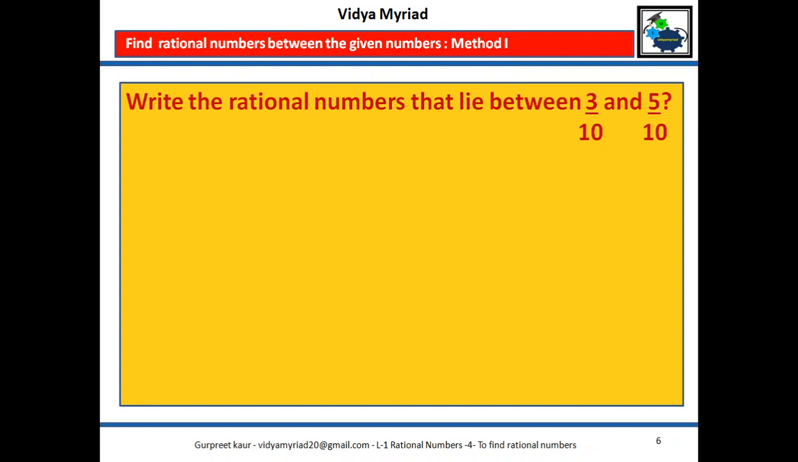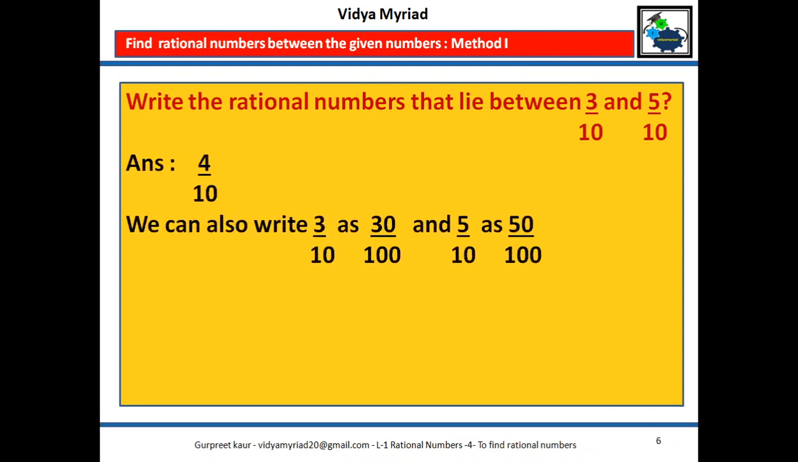Next, write the rational numbers that lie between 3 upon 10 and 5 upon 10. Okay. Now I will say my answer is 4 upon 10 because after 3, 4 will come. But no, what I can do is, I can write 3 upon 10 and 5 upon 10 as 30 upon 100 and 50 upon 100. Why? I have multiplied and divided by 10. So now I will consider 30 upon 100 and 50 upon 100.